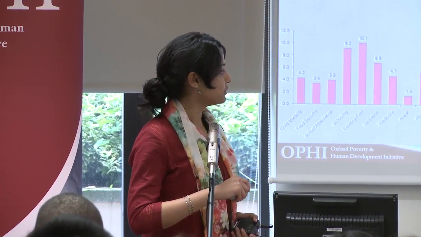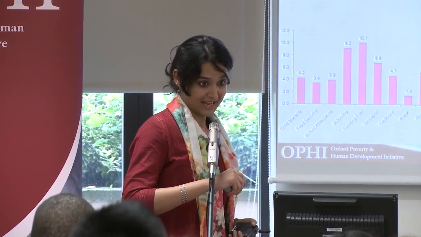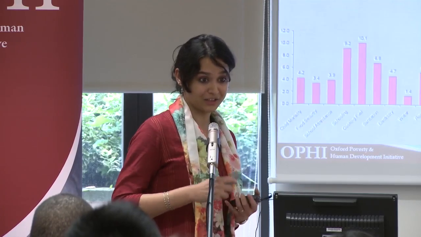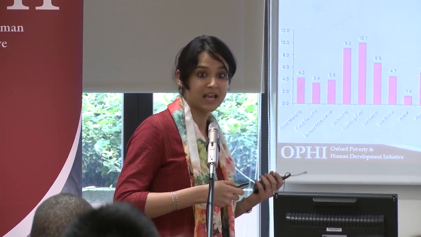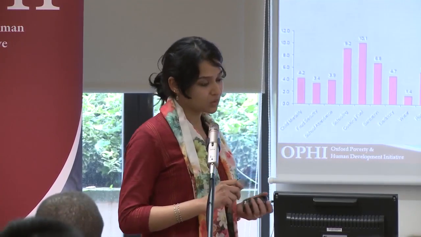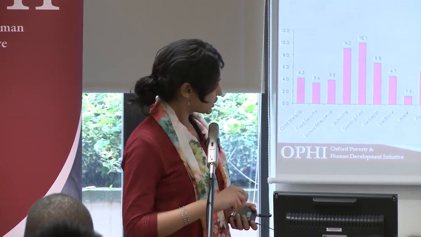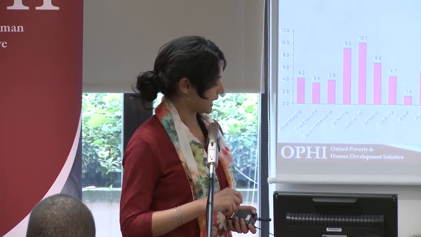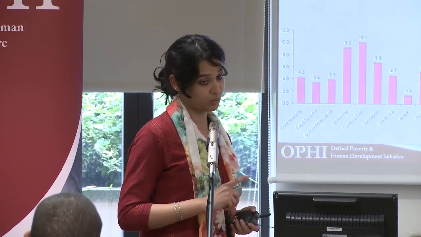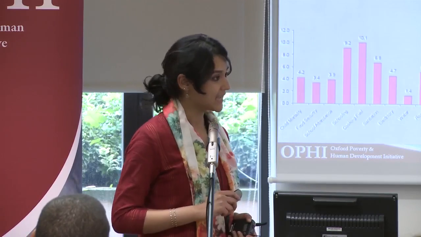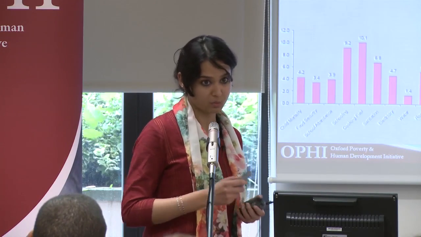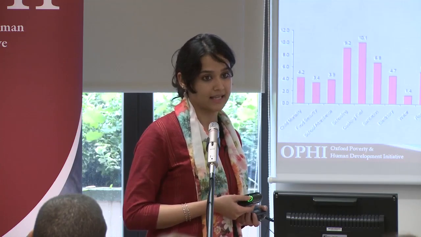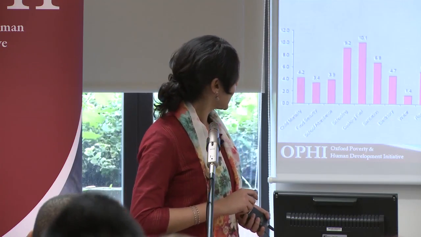But in terms of contribution to poverty, it is not the highest, because the weight that was assigned to cooking fuel was much lower than the other indicators. So what we see in 2012 is that years of schooling contributes most to poverty, at about 30%. In terms of dimension, the education dimension contributed the most to poverty, followed by living standards and then health.